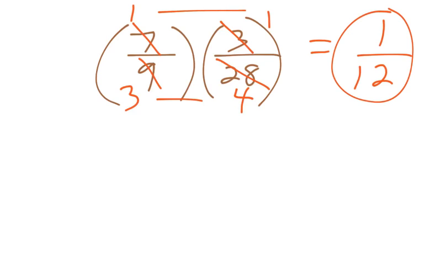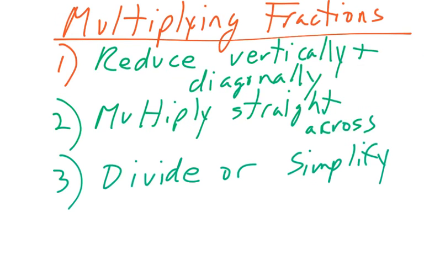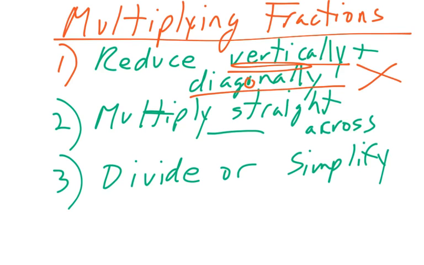So see, multiplying fractions wasn't that bad. So here's your steps to multiplying fractions. The first thing you want to do is look to reduce vertically and diagonally. Okay, vertically would be within a fraction, and diagonally would be diagonal, right? Okay. Then after you reduce completely, you want to multiply straight across. You want to multiply numerators to numerators and denominators to denominators. After you write your answer as a fraction, you want to either try to divide your numerator by your denominator, and if you can't, then you want to try to simplify. Once you try those two things, that would be your final answer.